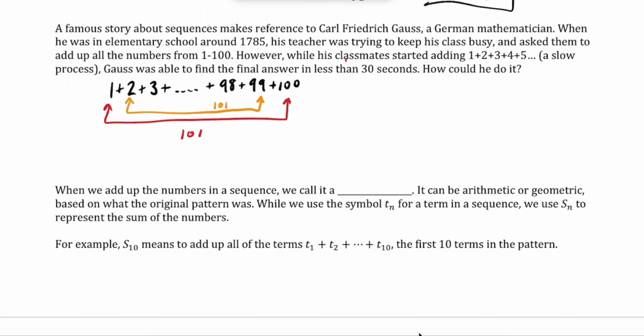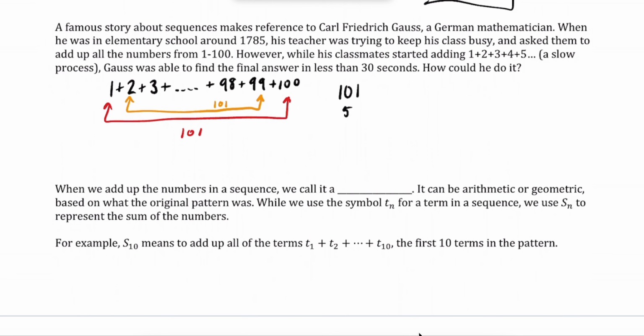That'll take me to the point where everything is paired up. So that's what Gauss did. Rather than adding from top to bottom, he recognized that the first number and the last number added to 101, that would happen 50 times. And then he just multiplied it out in his head to get that the sum would be 5,050. They didn't have calculators back then, so he would have done that by hand as well.